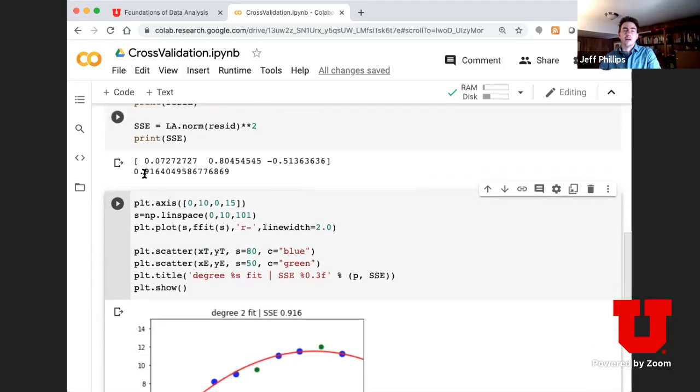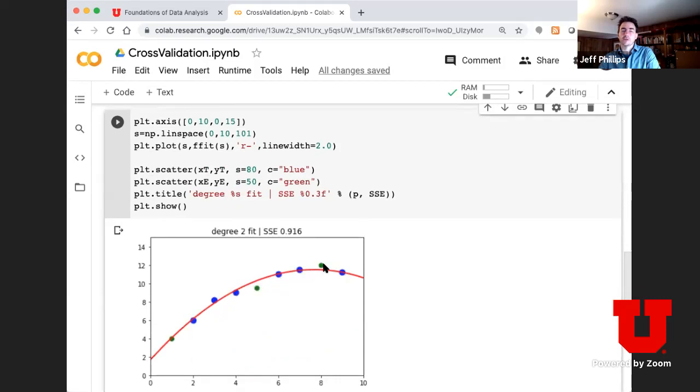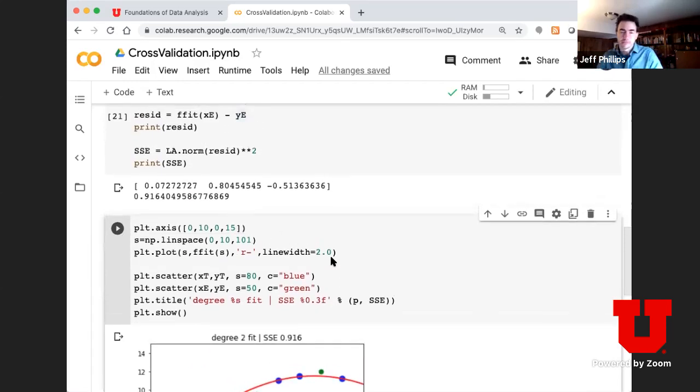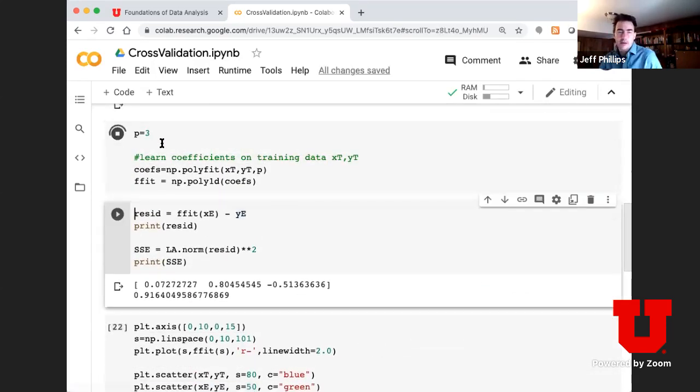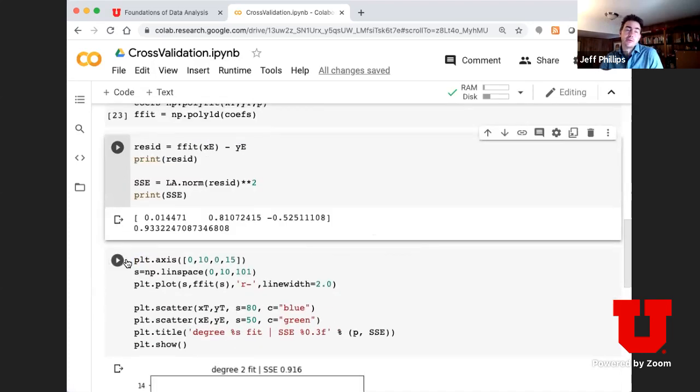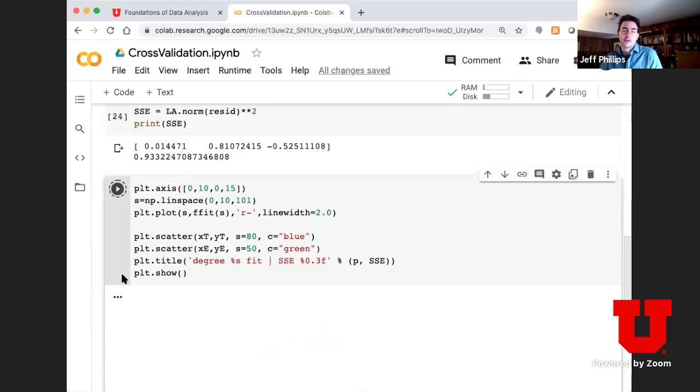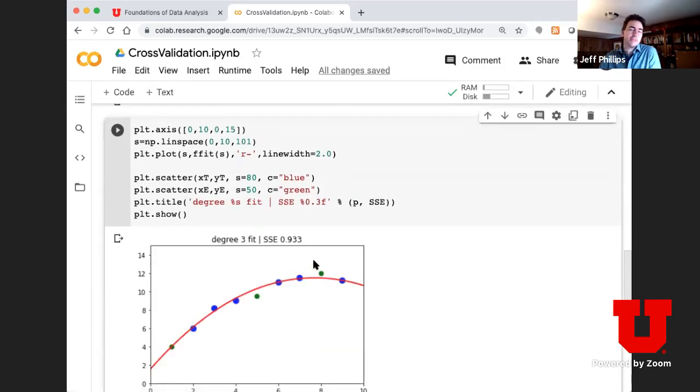My sum of squared errors went down to 0.91. This looks like a much better fit. You can see on the green points it's doing better. Okay, try with degree 3. Refit here, 0.93. Okay, slightly worse. Let's look at the picture. They look about the same.